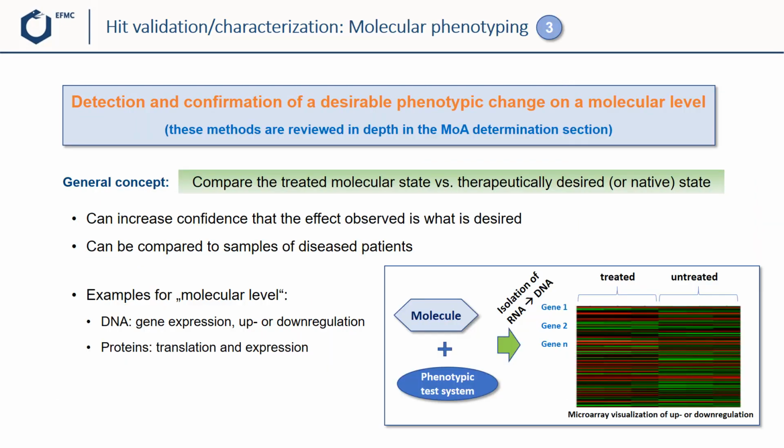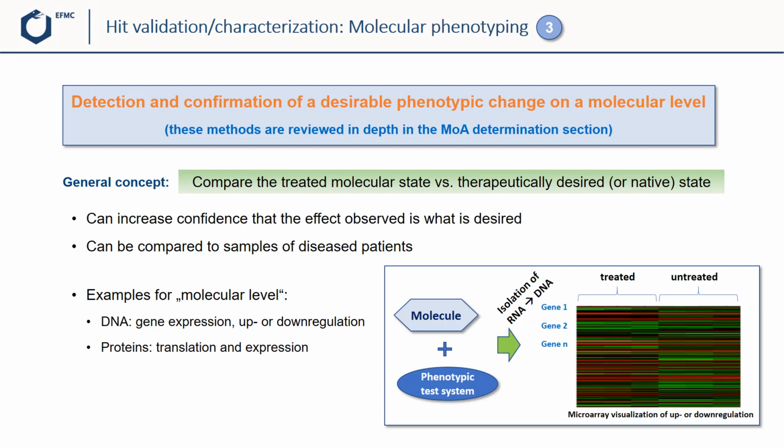Molecular phenotyping is a broad description of different techniques used to detect and to confirm a desirable phenotype. Additionally, these types of approaches also are used in mechanism of action elucidation, and this is discussed again later in this webinar. In the context of hit validation, molecular phenotyping means to compare the molecular state of the system treated with the drug with the untreated system, and this can be especially relevant to compare to the diseased or native system. That way, it can be confirmed or supported at least that the observed effect is actually the one that is supposedly desired and not an unspecific phenotypic readout.